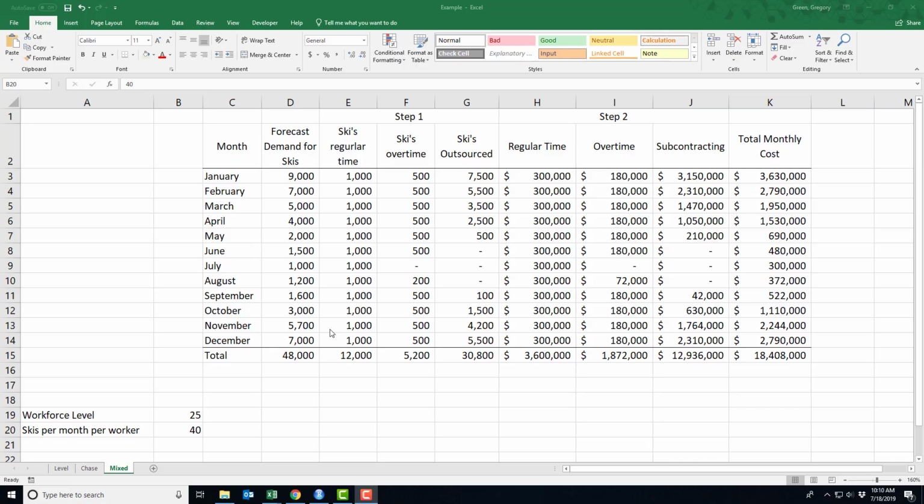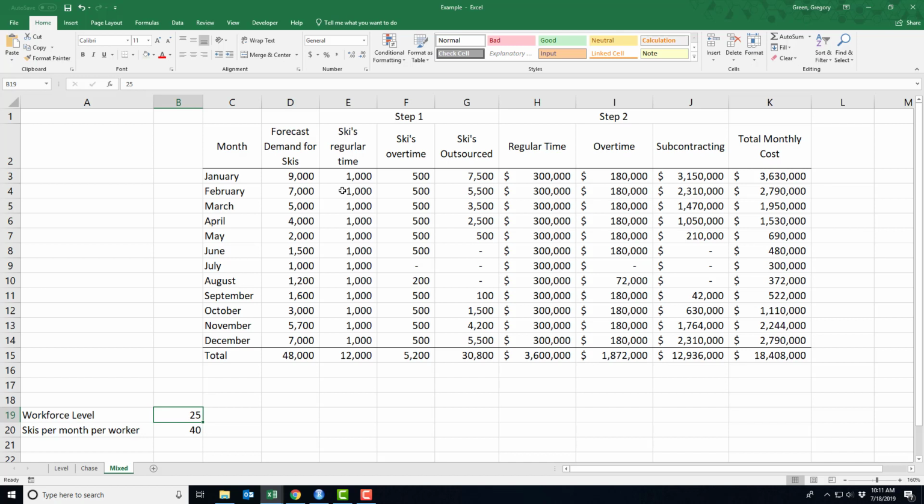The last process that I'm going to go through in this module 21 is a look at the mixed method. Now the mixed method, just like it says, is a combination of the level process and the chase process. In this method, your authors have chosen to make the labor force smaller. We had started at 100 in the level method. Now we're going to use 25. And each of those 25 workers can produce 40 pairs of skis per month.